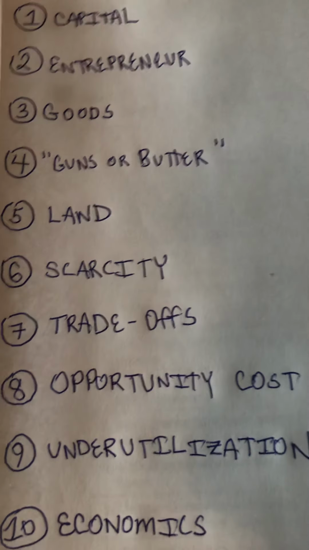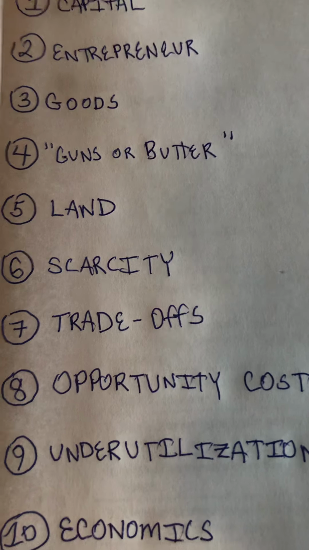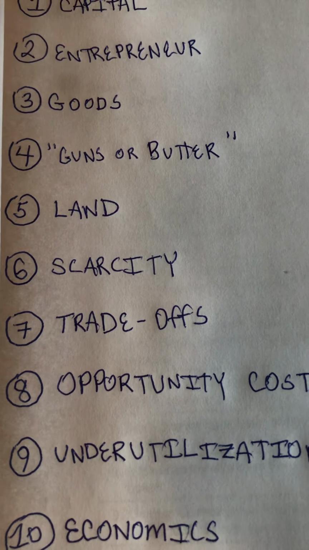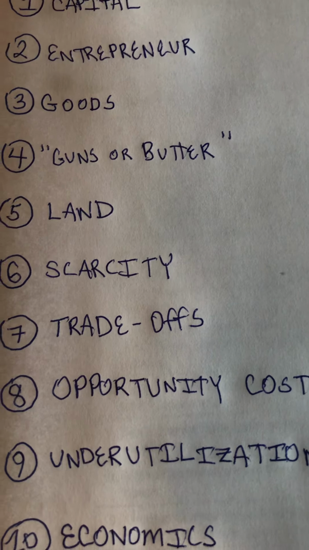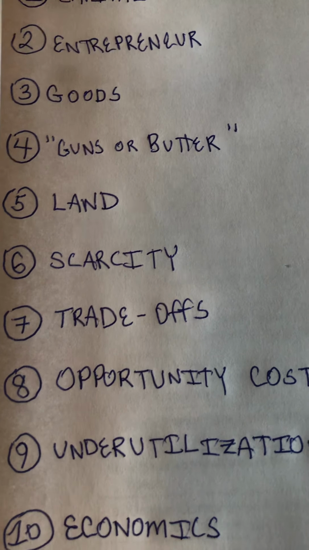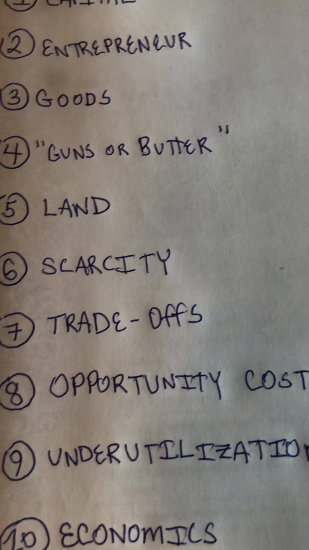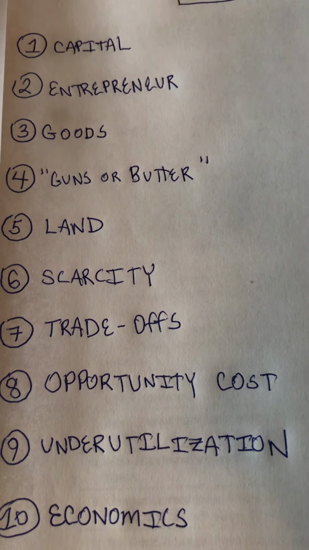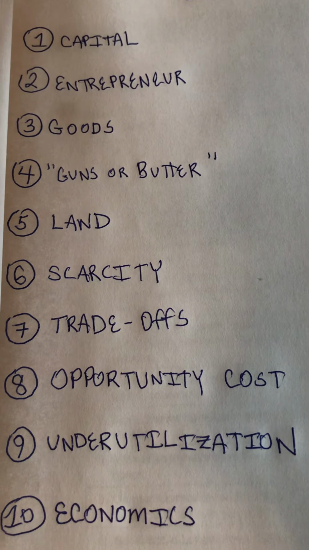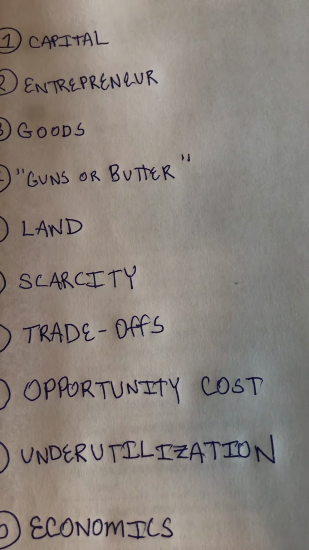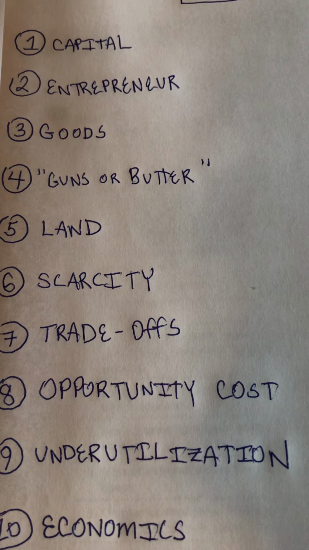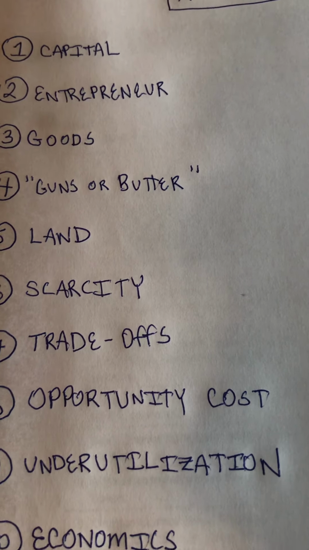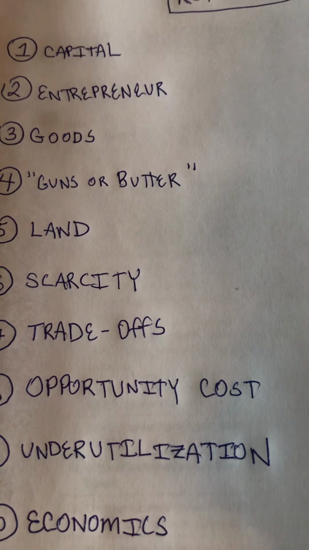Number 3, goods. Goods are things of value that can be seen or touched, such as a car, a pen, or an iPhone. Services, on the other hand, are things of value that cannot be seen or touched, such as a haircut, a massage, or a car wash. You can't actually touch the haircut. You can touch the hair, but not the service of the haircut.